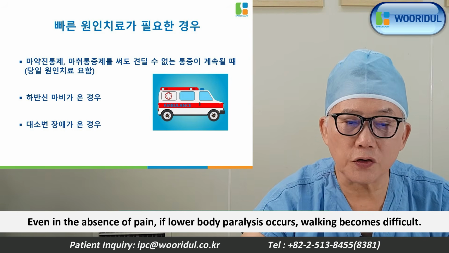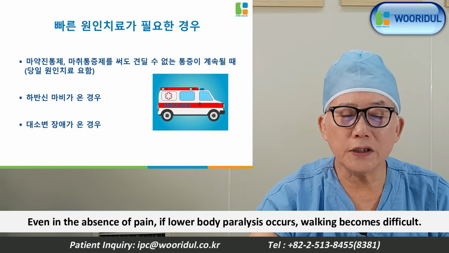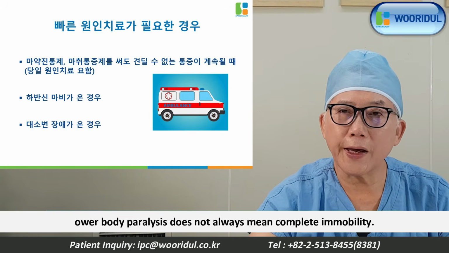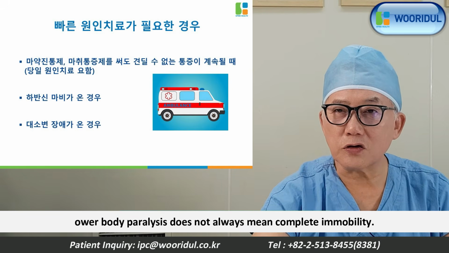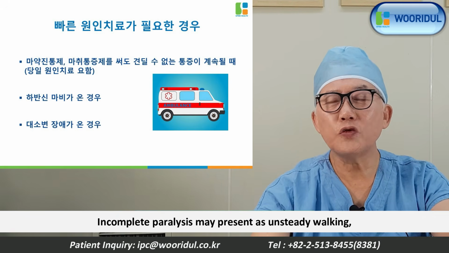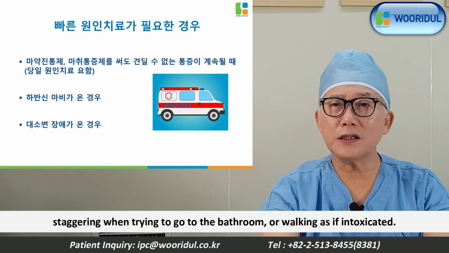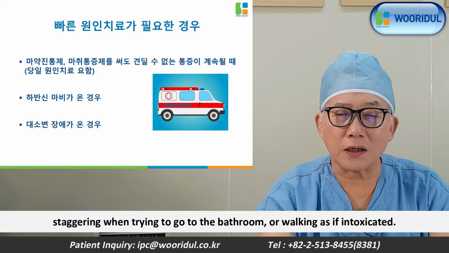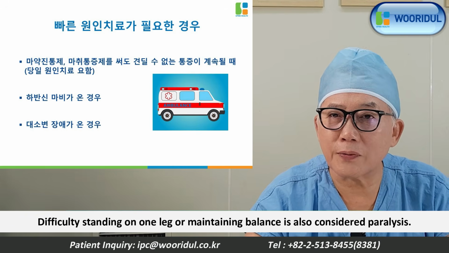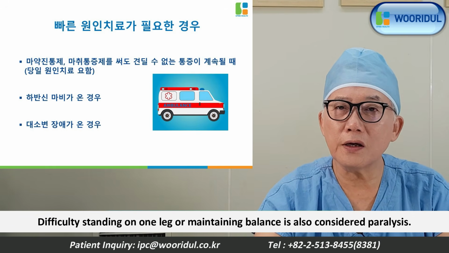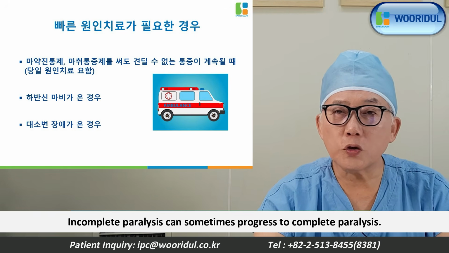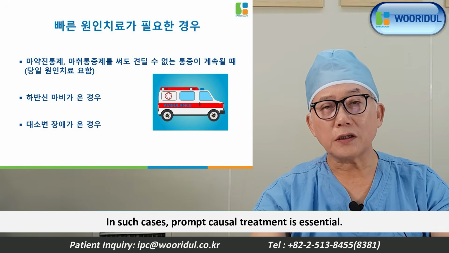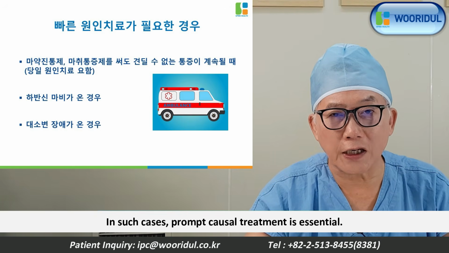Even in the absence of pain, if lower body paralysis occurs, walking becomes difficult. Lower body paralysis does not always mean complete immobility. Incomplete paralysis may present as unsteady walking, staggering when trying to go to the bathroom, or walking as if intoxicated. Difficulty standing on one leg or maintaining balance is also considered paralysis. Incomplete paralysis can sometimes progress to complete paralysis. In such cases, prompt causal treatment is essential.